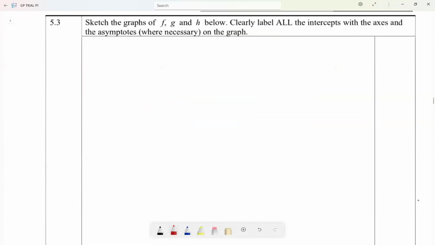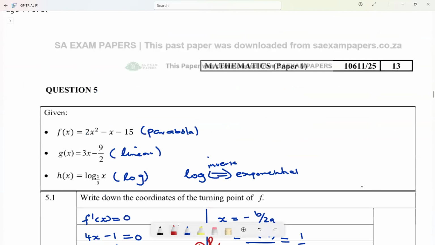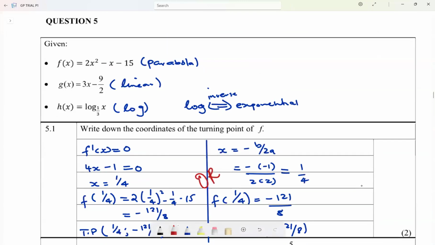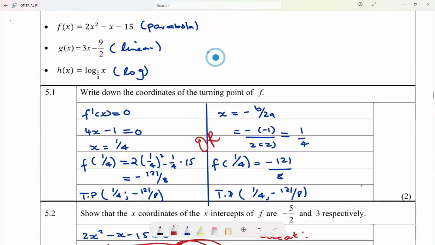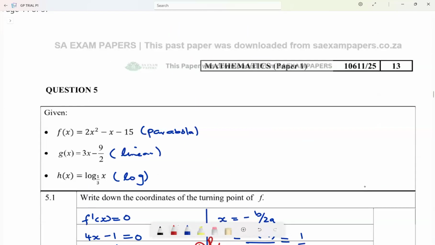Sketch the graph of f, g, and h. Let me make individual sketches. The graph of a parabola is going to look like this. Since it is a positive gradient, it's going to look like this. Positive gradient is going to be smiling. And then this is a linear equation with a positive gradient. It's going to be like this, a straight line. Okay? And then this one is the graph of log. Remember, I tell my students that when you're having an exponential function with y is equal to 1 divided by 3 to the power of x, this is a decreasing function.